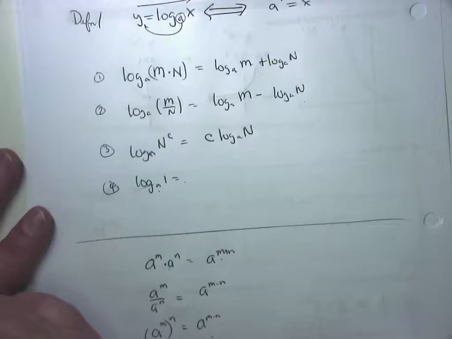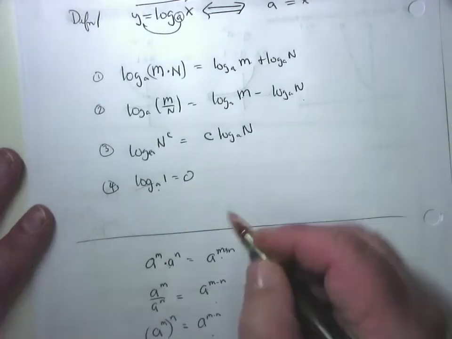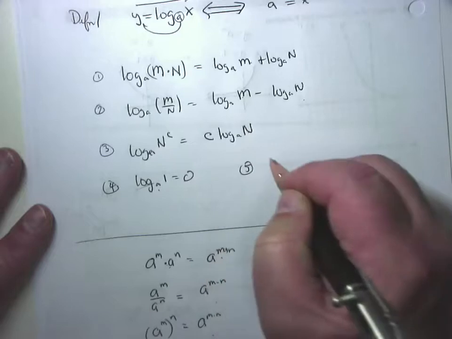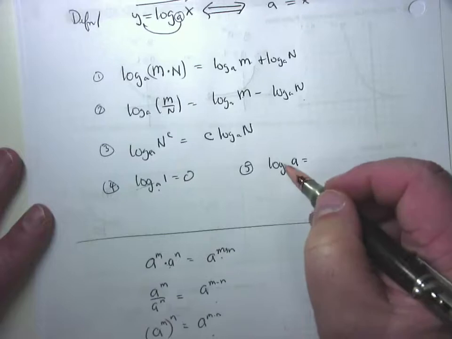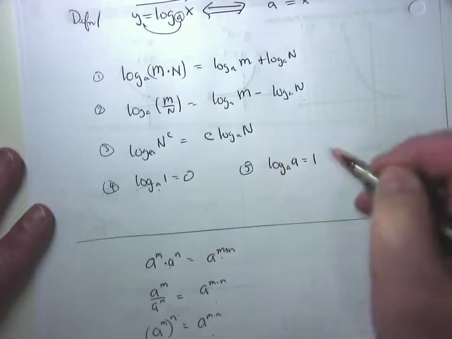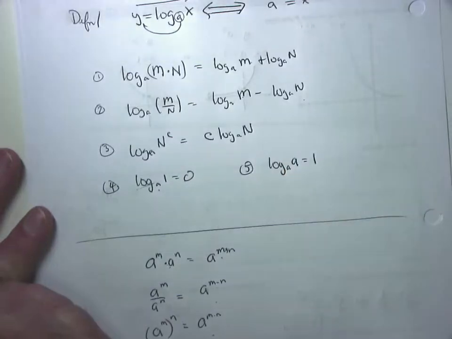What can I raise any number to, what power is going to give me 1 out of it? 0 power. Property number 5 is this: the log base a of a. What do I need to raise a to get a back again? The first power. Anything to the first power is itself.